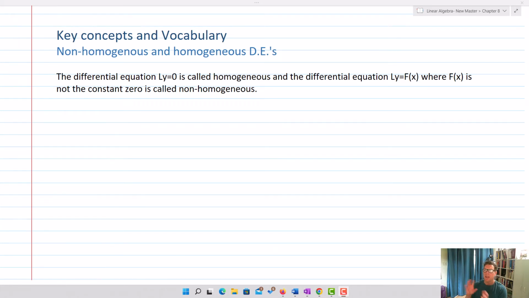Now we need some key vocabulary that's going to help us explore this a little bit more. We start out with non-homogeneous and homogeneous DEs, and this is just a reminder from our first chapter. The differential equation Ly equals 0 is called homogeneous, and the differential equation Ly equals f of x, where f of x is not the constant 0, is called non-homogeneous. So basically, if you set a differential equation equal to 0, you have a homogeneous differential equation, and if you have your linear operator set equal to a non-zero function, it's called non-homogeneous.